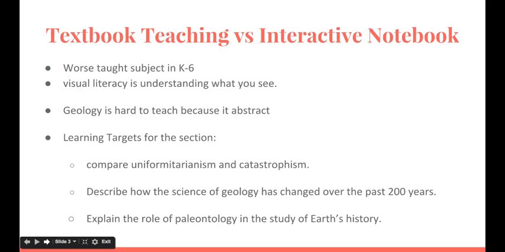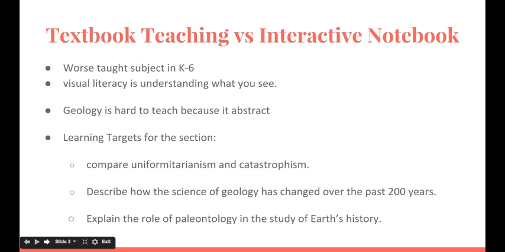All right, so textbook teaching versus the interactive notebook. According to the textbook we read about this year, science is the worst taught subject in K through 6. This is the worst kept secret. Visual literacy is basically understanding what we see. We see it, but do we understand what we are seeing? That's a really big part of science because we have to really understand what we are seeing.